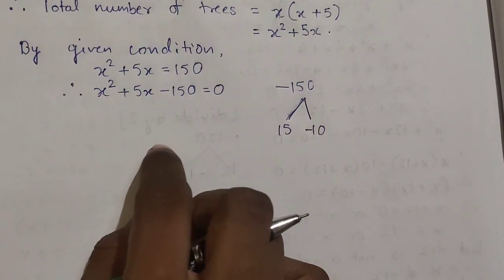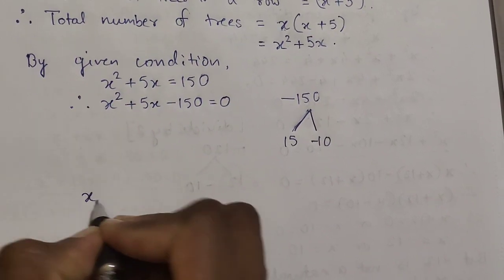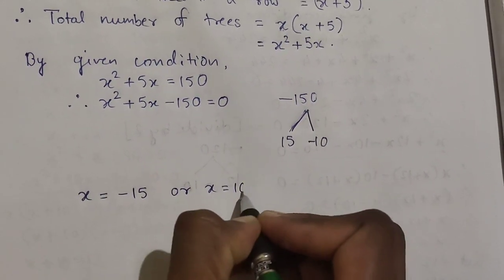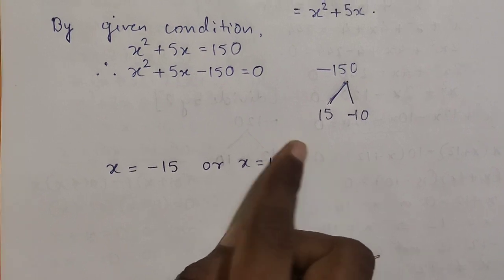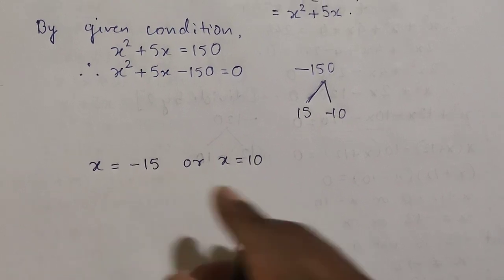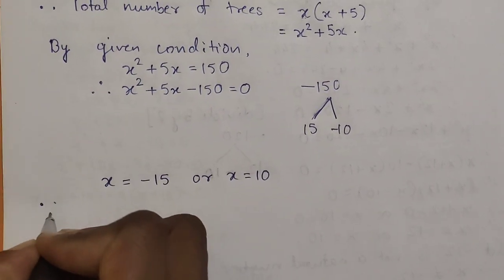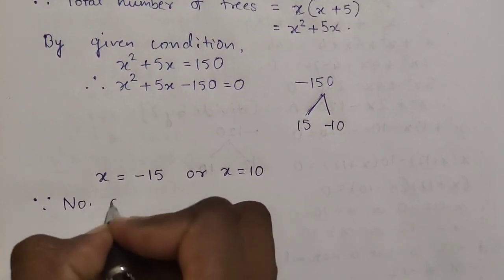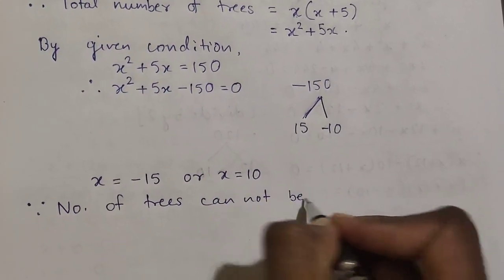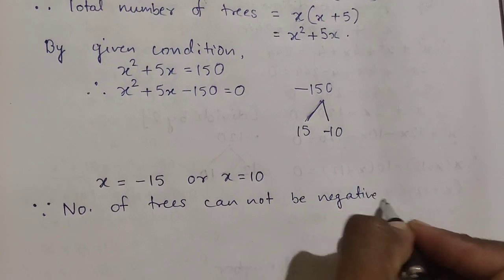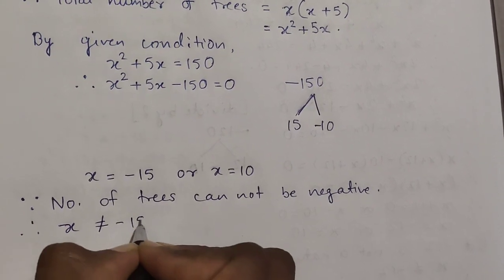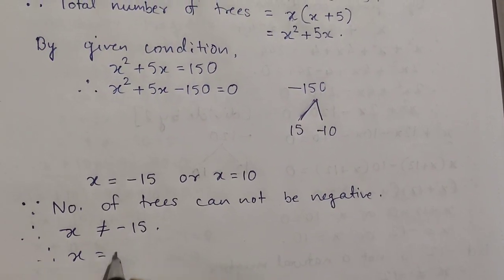Okay, so now if you solve these equations you are going to get two values, that is x is equal to minus 15 and x is equal to 10. Now which one is right and which one is wrong? This one is right and this one is wrong. Why? Because number of trees cannot be negative. So we can write, since number of trees cannot be negative, we can easily say that minus 15 can be neglected, that is x cannot be equal to minus 15, therefore x is equal to 10.